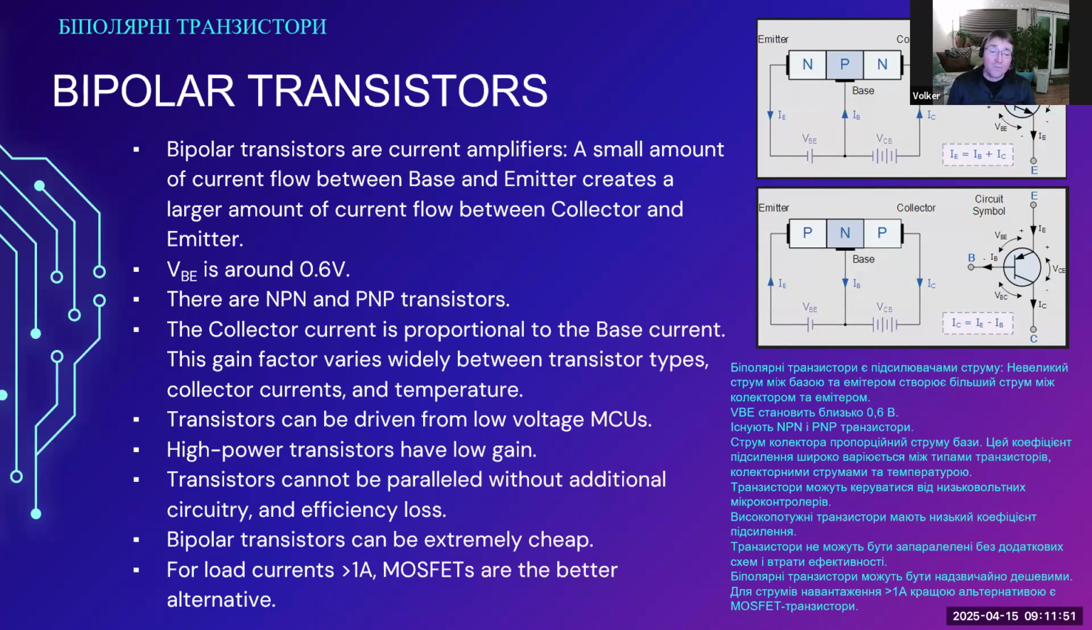Generally, for switching relays, small lamps, and small displays, bipolar junction transistors are a good choice. But if you get into a higher power requirement, it is almost always MOSFETs that are the component of choice. Okay, next slide, please.